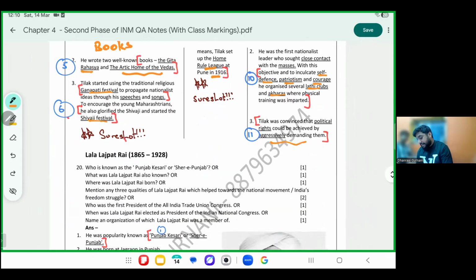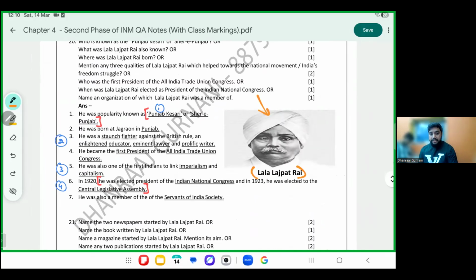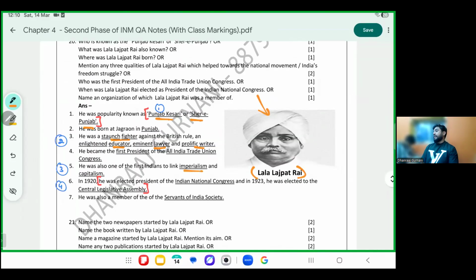He was called Punjab Kesari or Shere Punjab. He had a lot of skills like staunch fighter, educator, lawyer, prolific writer. He was the first to link imperialism with capitalism. Imperialism means colonization. Capitalism means money. Why is someone making a colony? Because they want money. He was elected as the president of the INC, as well as he was elected to the Central Legislative Assembly.